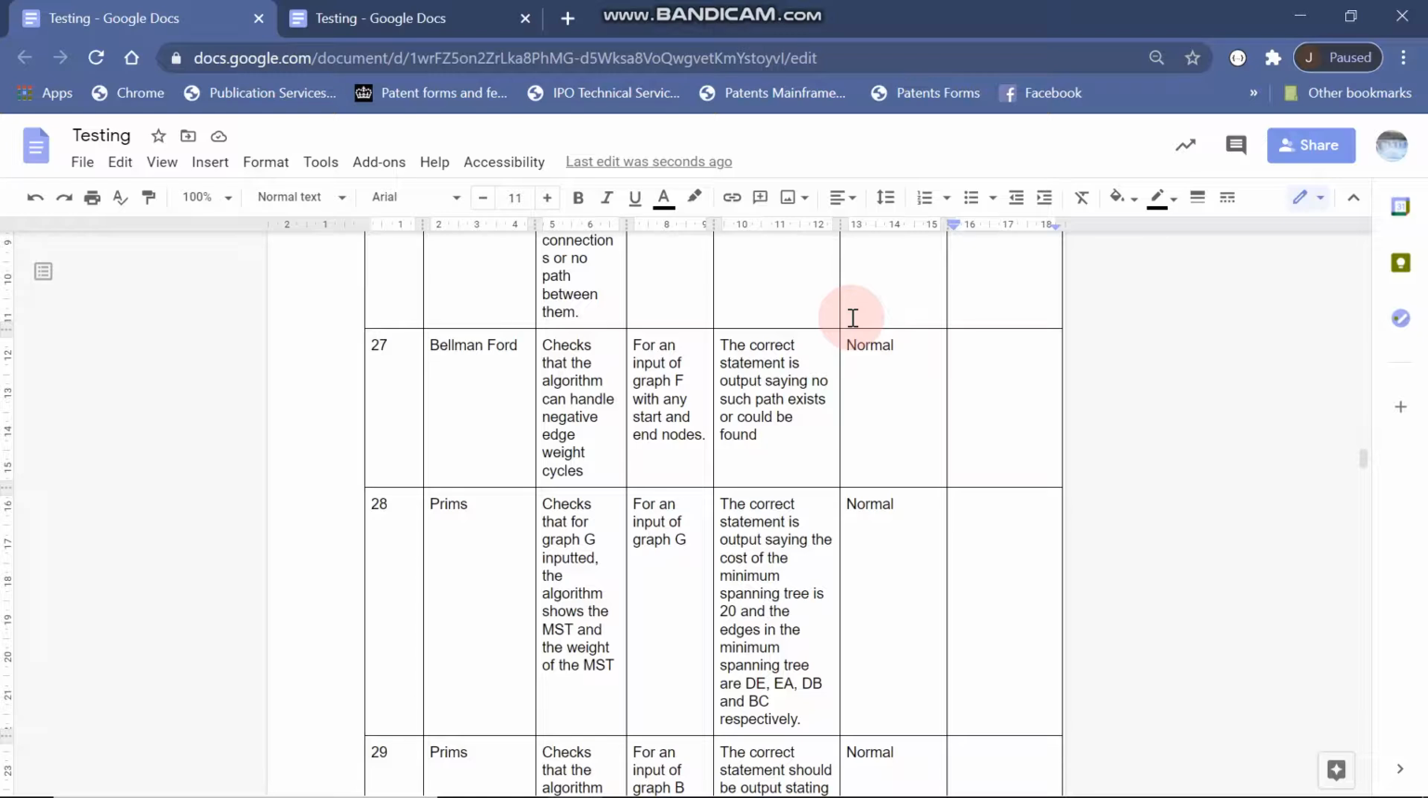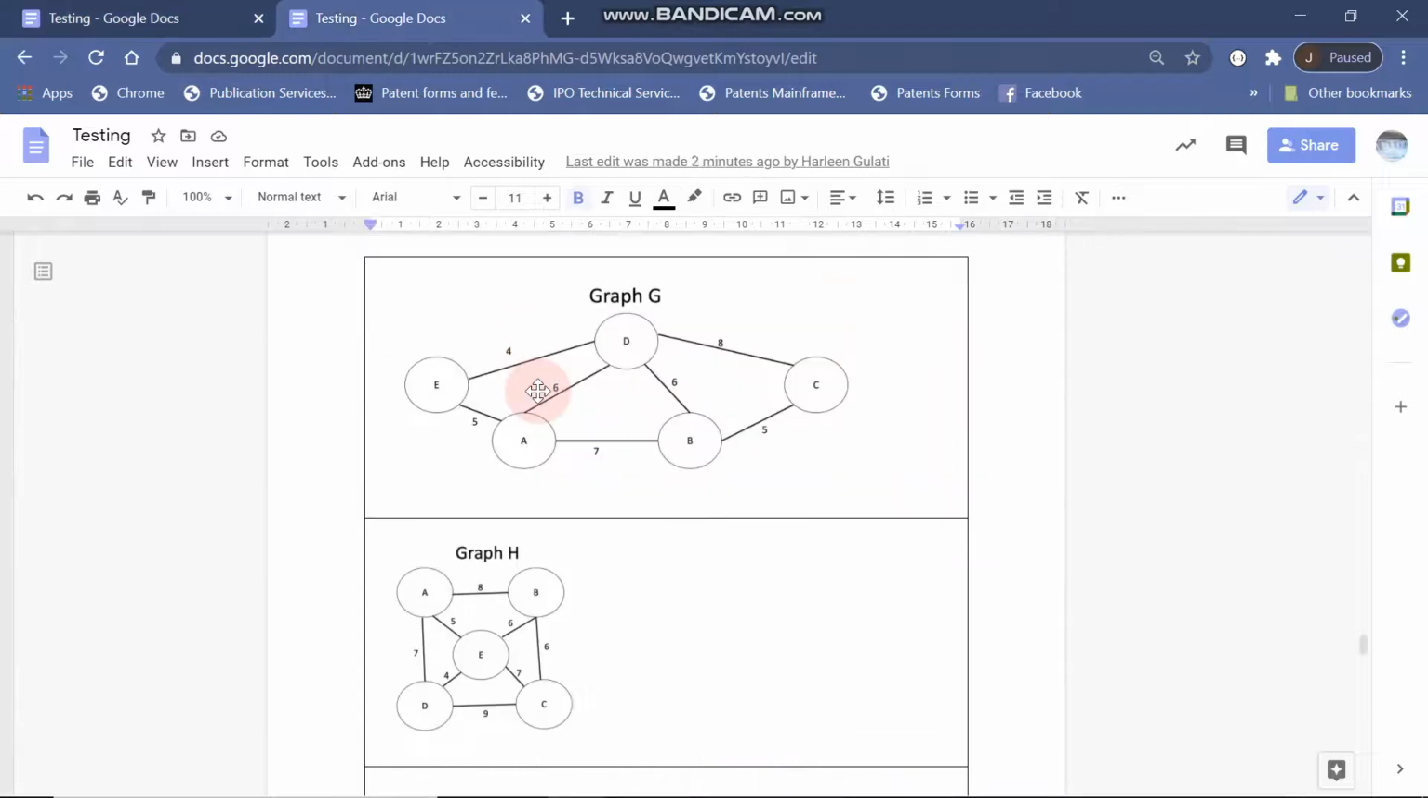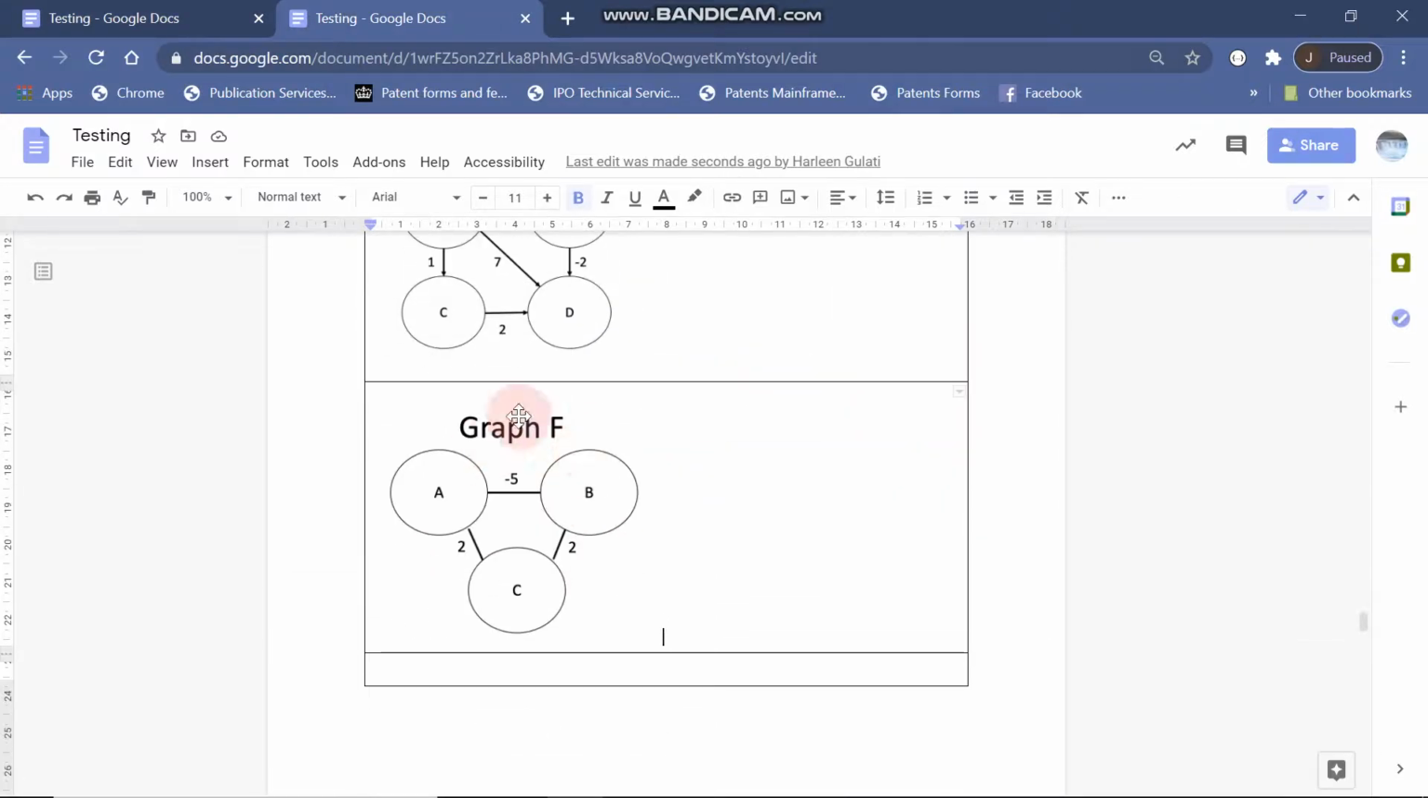This is still Bellman Ford, and now we're checking that the algorithm can handle negative edge weight cycles. So this is for an input of graph F with any start and end nodes. So what does this mean when I say negative edge weight cycles? If we have a look at graph F, this is what graph F looks like. You can see that A to B is -5, and it can go both ways.